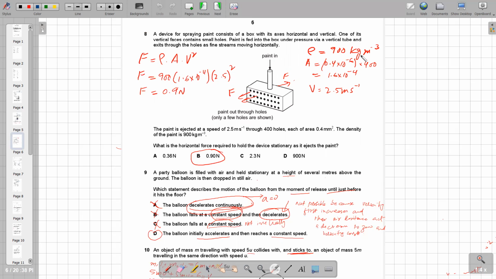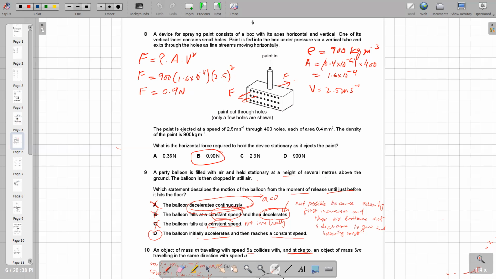After all this information, the main trick is that we need to convert this 0.4 millimeter square into meter square and multiply by 400 holes. So we will get the area, which is approximately 1.6 into 10 to the power minus 4. Then density is 900, area is this, and velocity is 2.5 squared. We will get 0.9 Newton, which is option B.